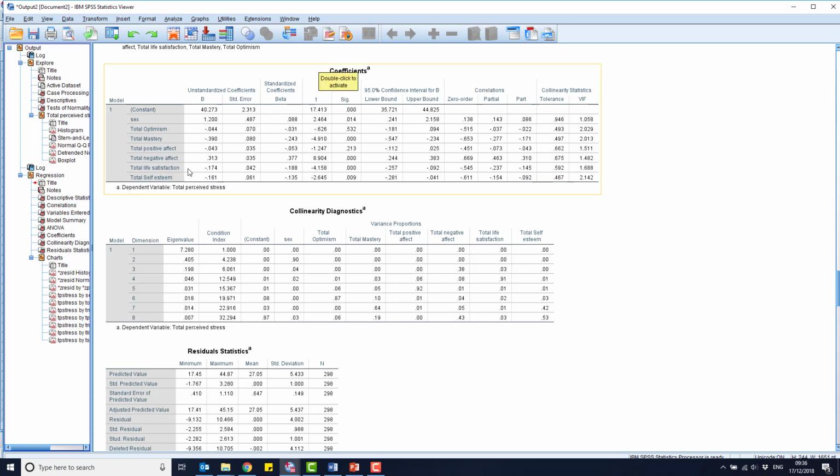So if we have a look at, for example, negative effect, we look at the part correlation there. We have a correlation of 0.310. We times that by itself, so we square it, and then we times that by 100, and that accounts for about 9.6% of the variance uniquely in perceived stress score. So there's more you can pull out of a regression.